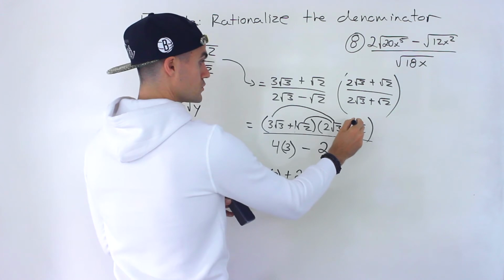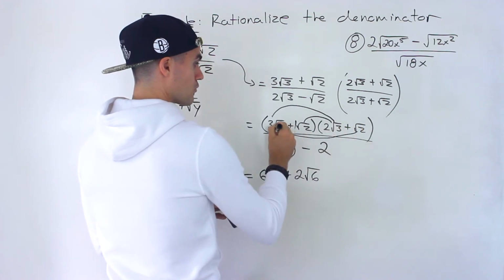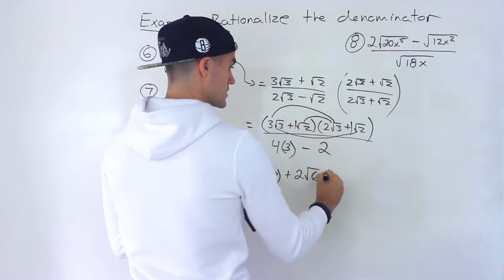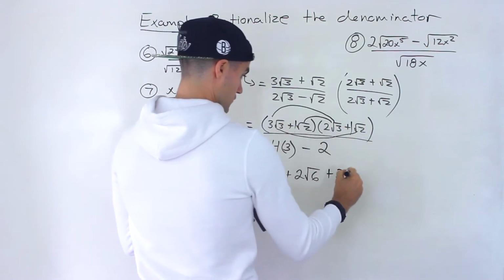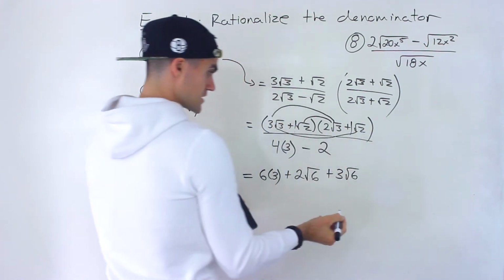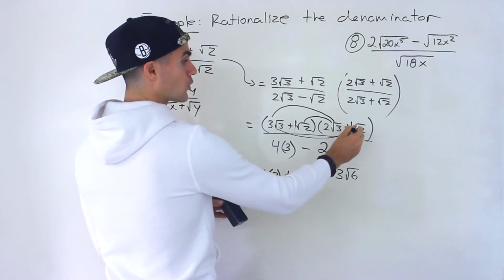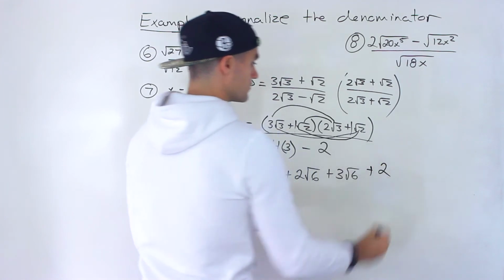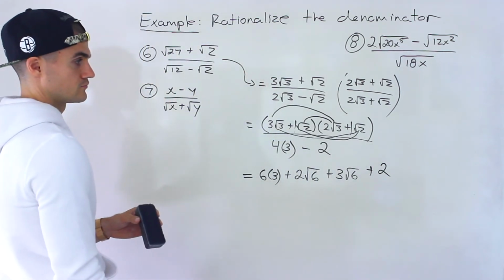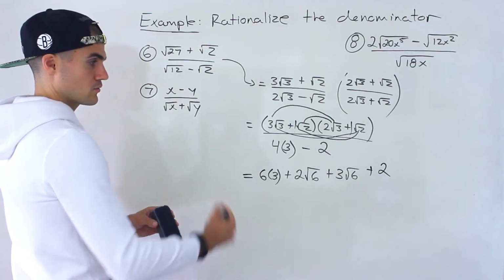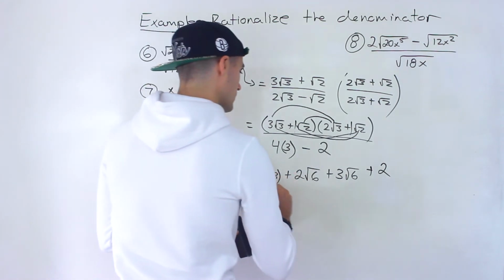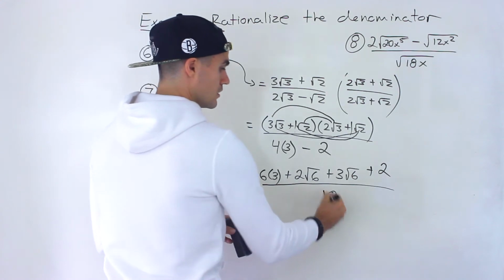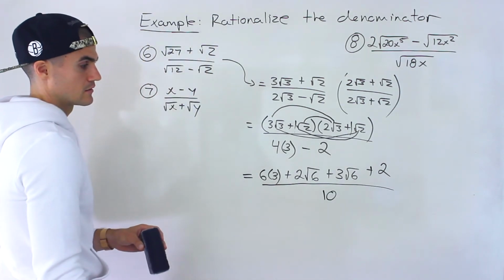Then we'd have the root 2 multiplied by the 3 root 3. There's like a 1 here. 1 times 3 is 3. Root 2 times root 3 gives us root 6. And then we got root 2 times root 2, which would just give us 2, like that. Right, so when we FOIL it out, this is what we end up getting. This is going to be all over 4 times 3 is 12 minus 2 gives us 10, like that.